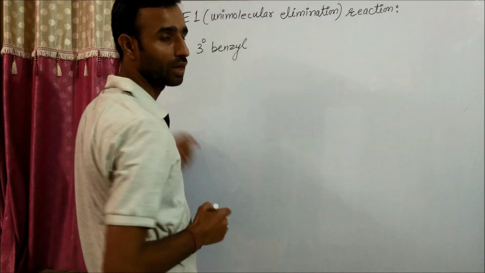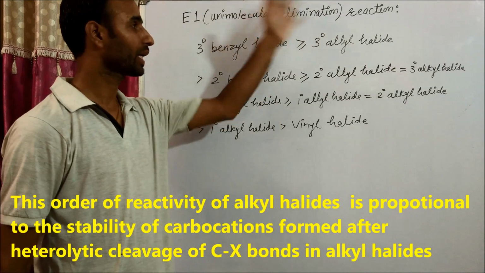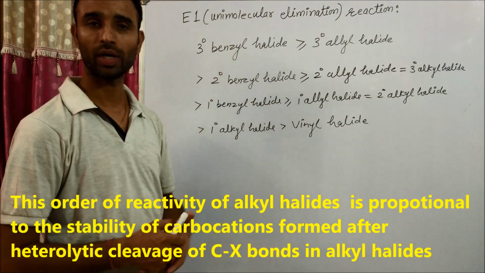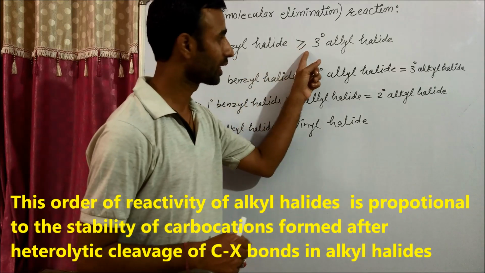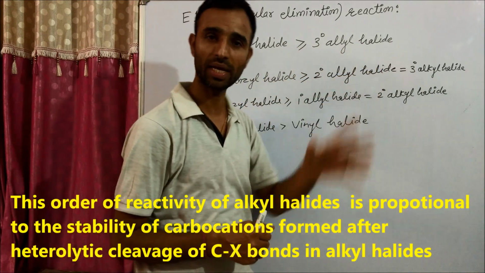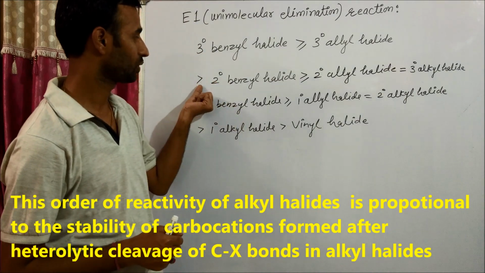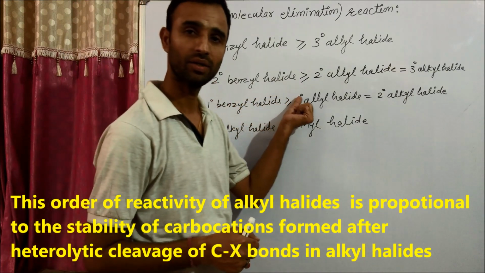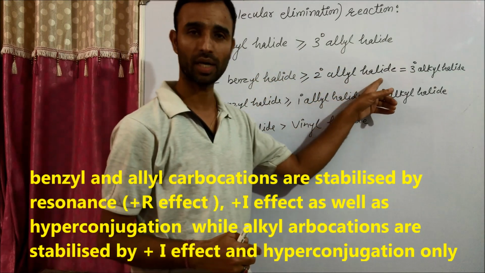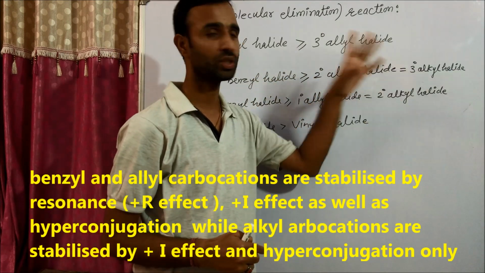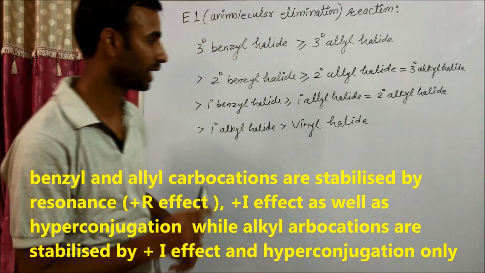Reactivity order of alkyl halides. For the E1 reaction, the reactivity order of alkyl halides is in the order: tertiary benzyl halide, which is greater than or equal to tertiary allyl halides, which is greater than secondary benzyl halide, which is slightly greater than or equal to secondary allyl halides, which is equal to tertiary alkyl halide.